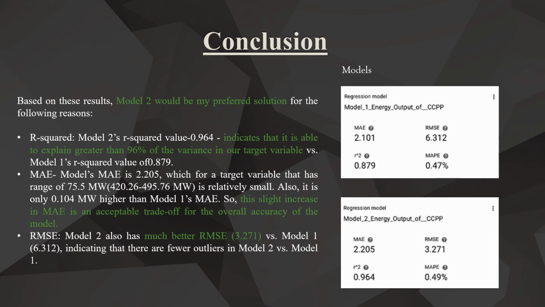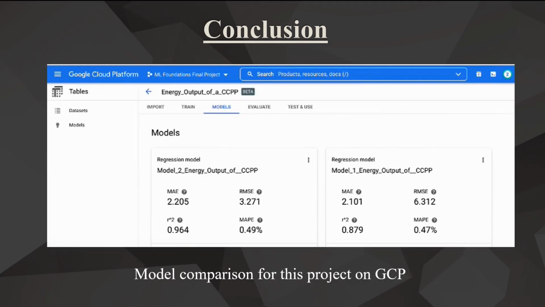Hence, I believe Model 2 does a better job of predicting the energy output of this combined cycle power plant, even though it only uses two features versus four features in Model 1. On this slide is the final screenshot of what it looks like on Google Cloud after the models are completed. Thank you.